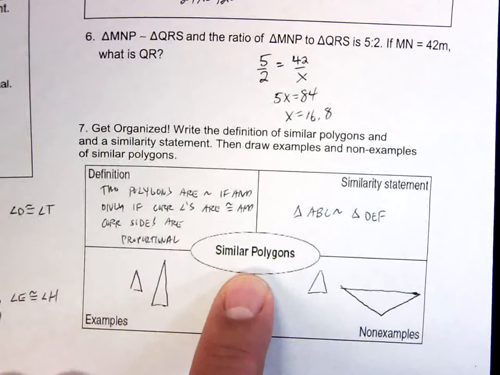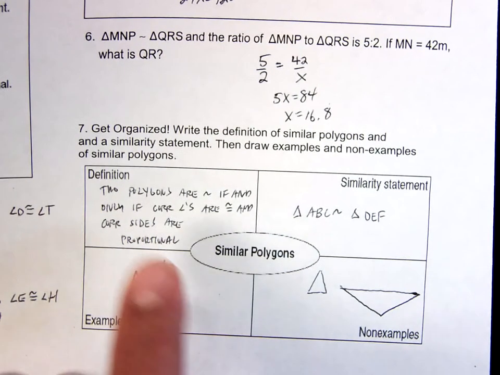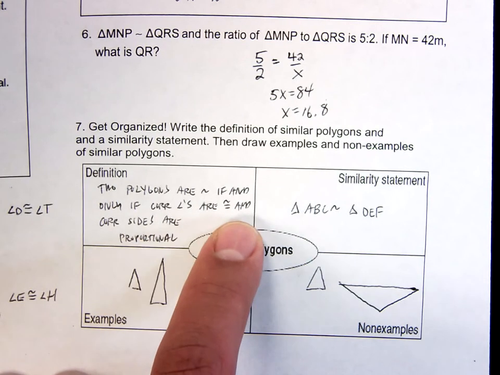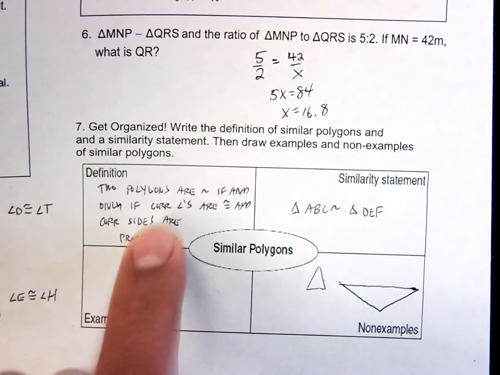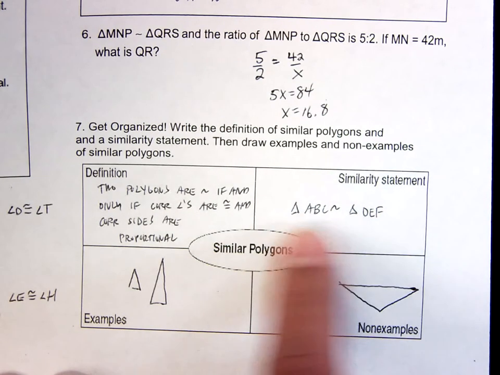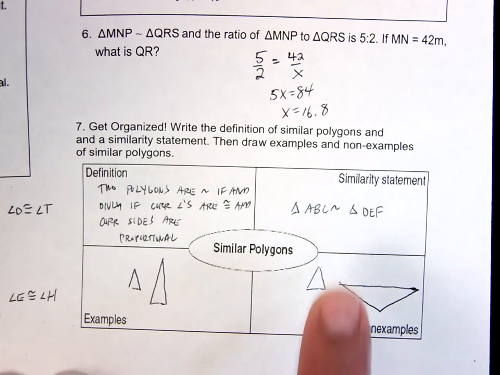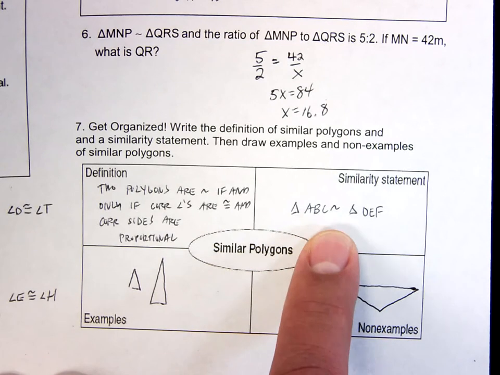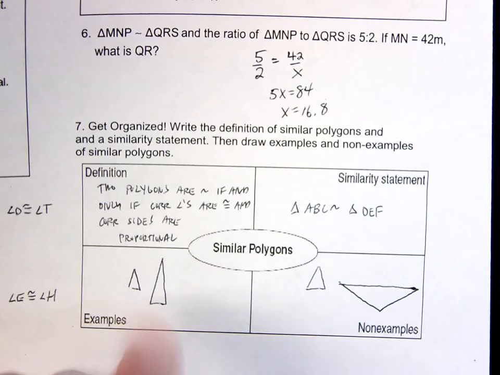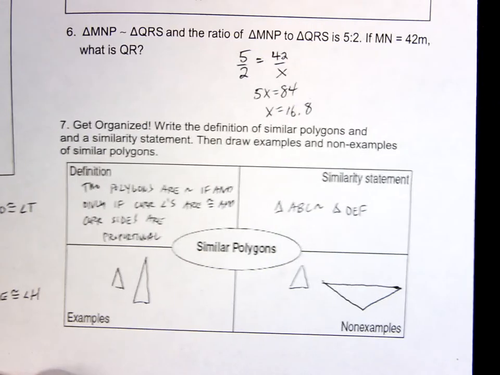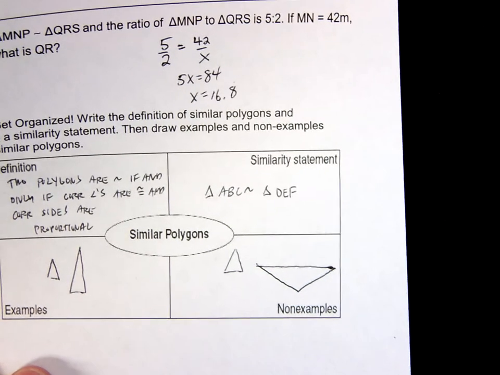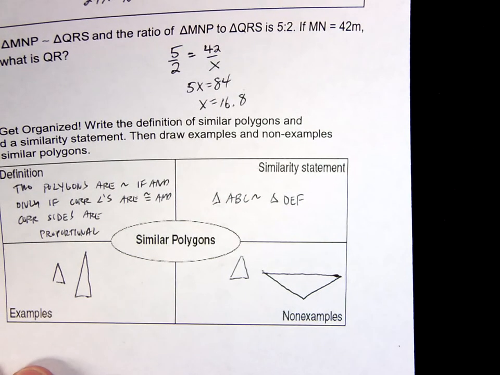Similar polygons. Definition, again, we already talked about it. Two polygons are similar if and only if their corresponding angles are congruent and their corresponding sides are proportional. What does a similarity statement look like? It just looks like this. I could say triangle ABC similar to triangle DEF. Example of similar polygons, like that. And non-examples of similar polygons, like that. There's several different examples you have to choose from. Be ready for a short little quiz.